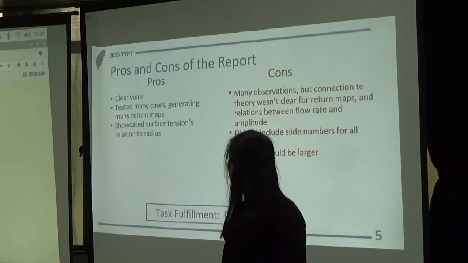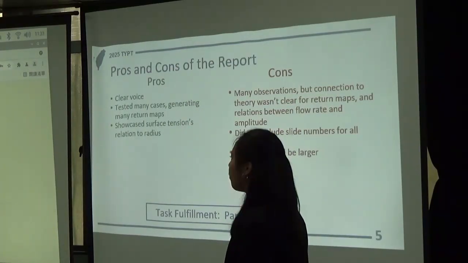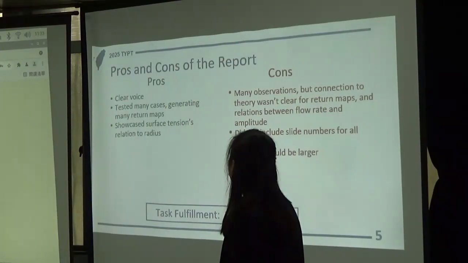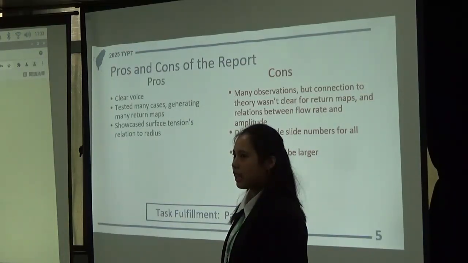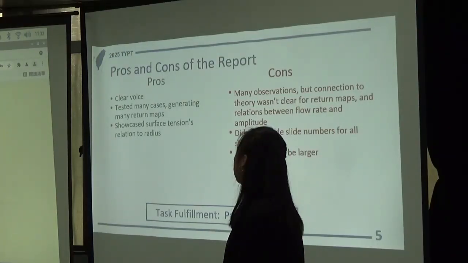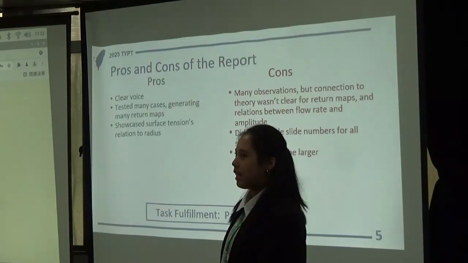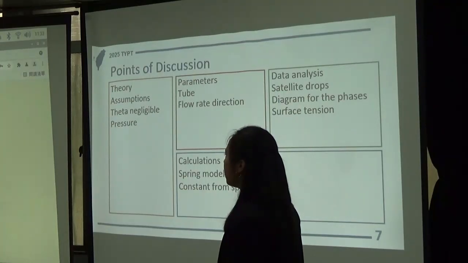And then the relationship between the flow rate and the amplitude was not really clear either. Another con is that the reporter did not include slide numbers for the slides, so we couldn't determine which slide included what information. And then lastly, the axis titles could be larger and more visible. So here are my points of discussion.